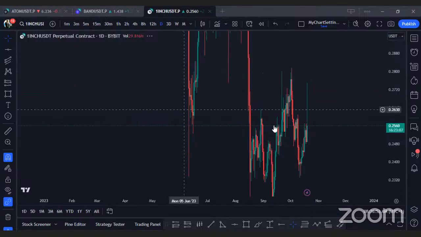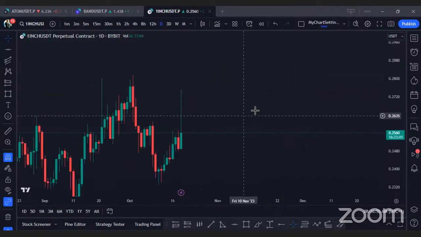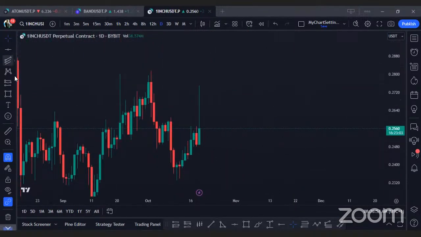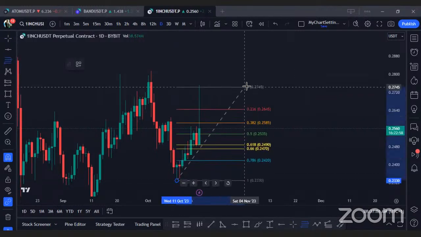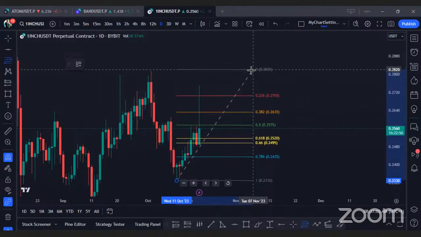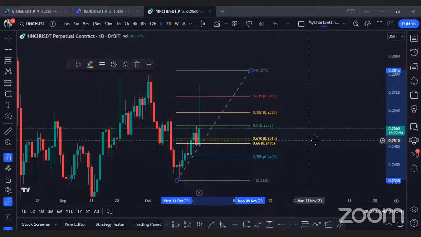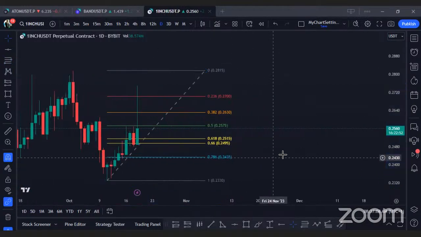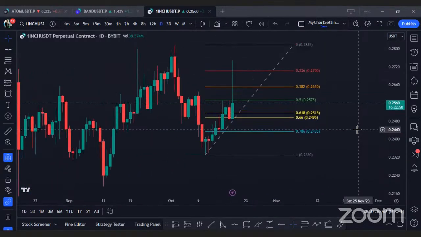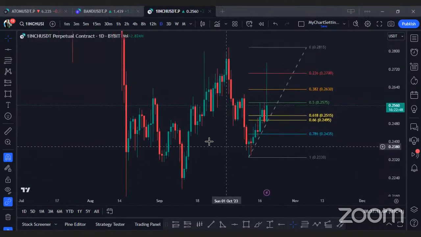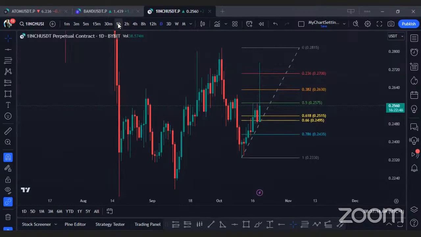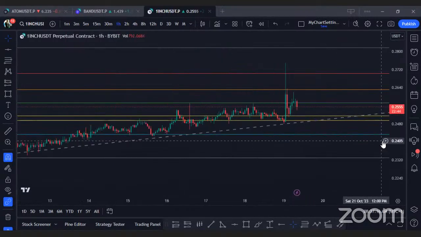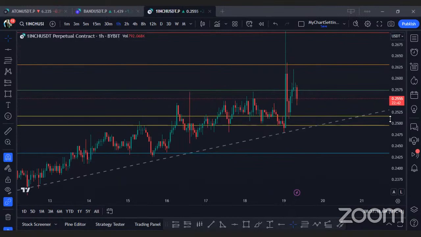Let me go to the daily and see what's possible with this token. Let's take our fib from this level here, take it down there to this, and even take it up there to this previous high here. So what we can be doing right now is looking to take a trade to the upside for 1INCH.